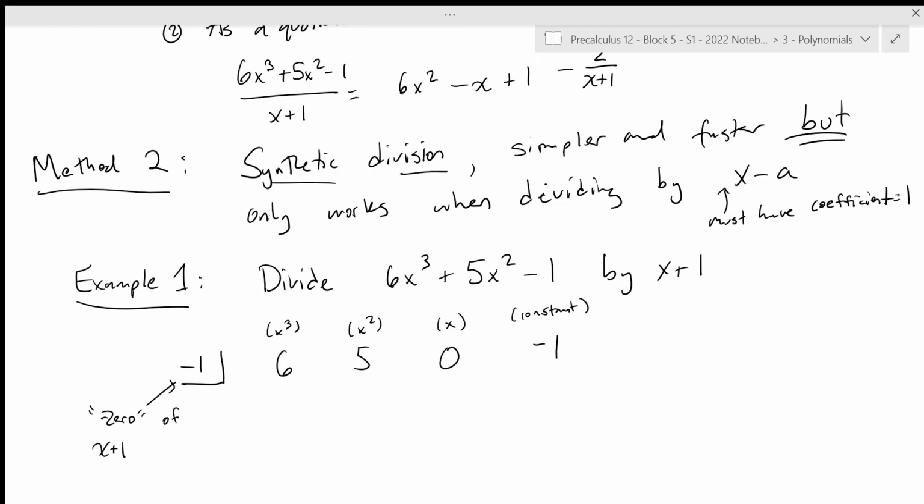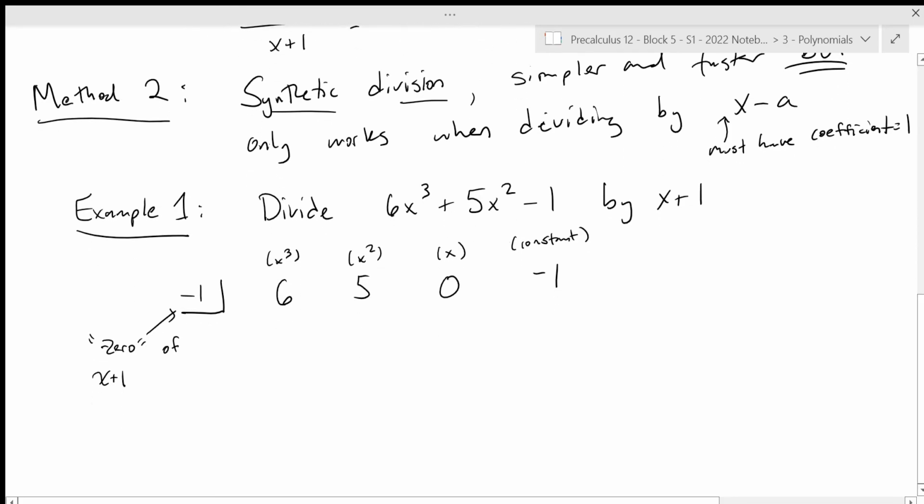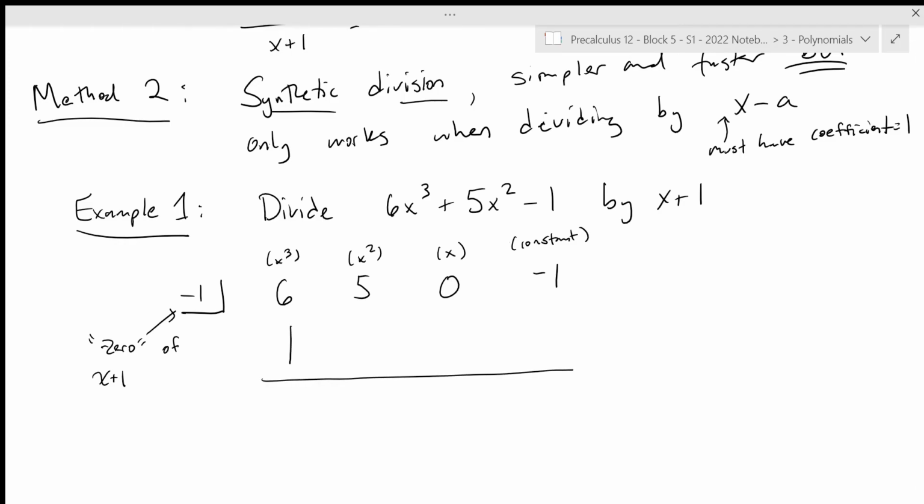Okay, so now, this is actually super straightforward. First term, first number comes down. We get a 6. Now we multiply the negative 1 times 6 and put it up. So we get negative 6. And then we're going to add these two together. So 5 plus negative 6 gives us minus 1. Now we're going to multiply the minus 1 times minus 1, put it up here, and then we're going to add these together. 0 plus 1 is 1.